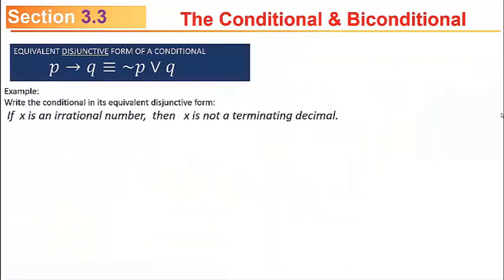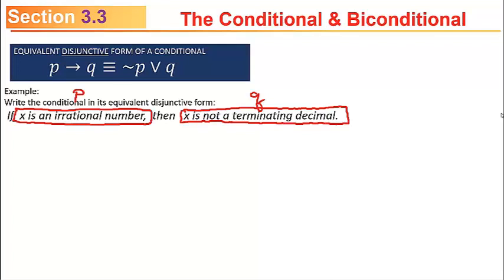Let's do another example with the disjunctive form of conditional. What if I ask you to write the conditional in its equivalent disjunctive form? If x is an irrational number, then x is not a terminating decimal. Just proceed as before. The x is an irrational number is the P. X is not a terminating decimal is Q.